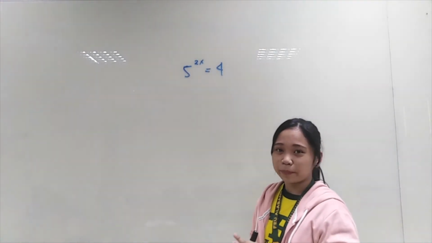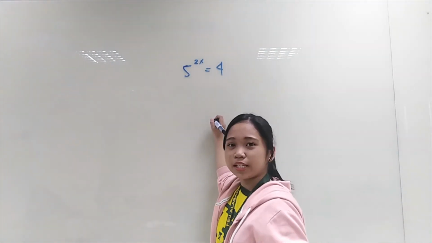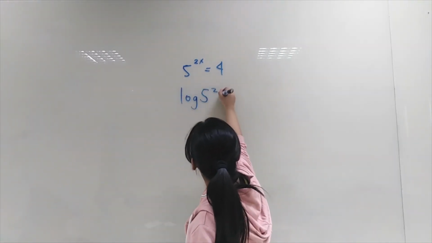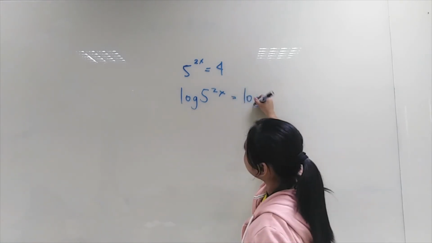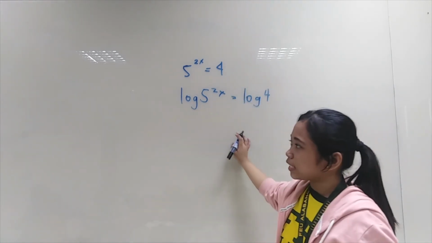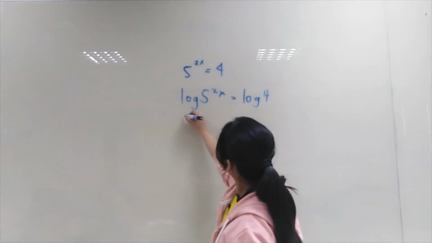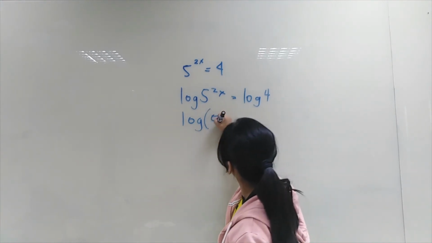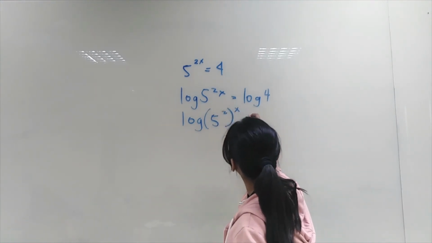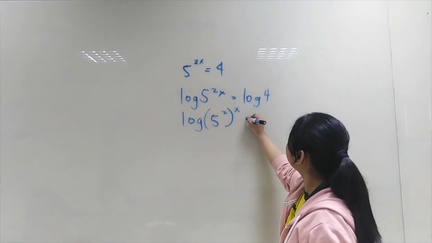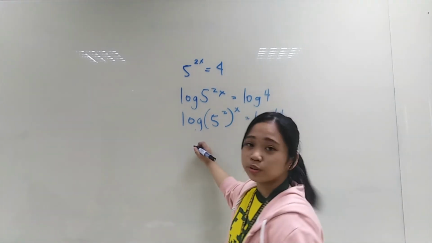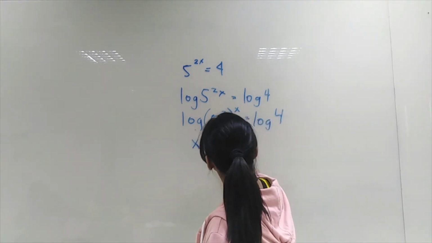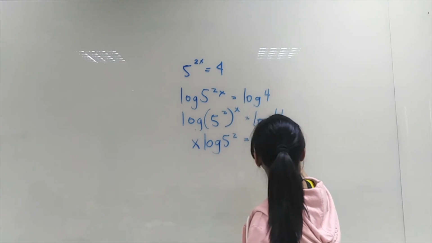Let's proceed to example number 2. What if they have different bases? First, let's put log on both sides, and let's apply the power rule. Let's factor out this one so that the x will be on the outside. By using the power rule, we get x log 5 squared is equal to log 4.